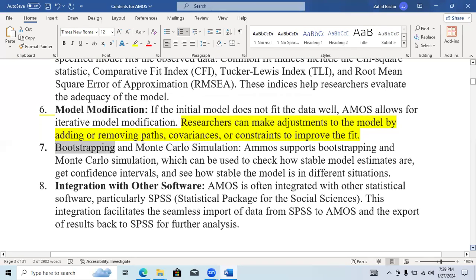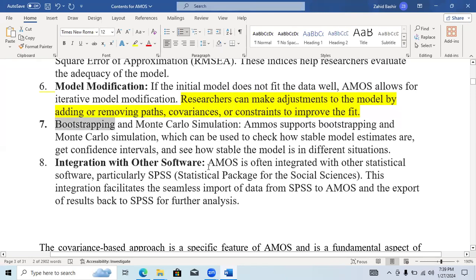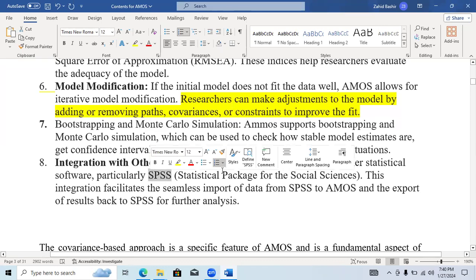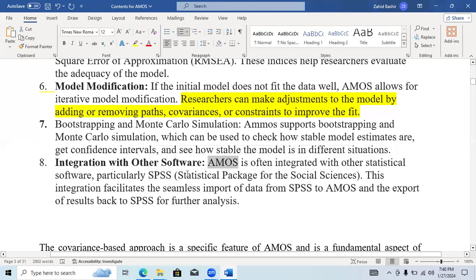The next one is integration with other software. AMOS is integrated with other software like SPSS. So if your data set is used in SPSS, that can also be used in AMOS. So we basically use the SPSS data set in AMOS for importing and analyzing our data. You just need to use the SPSS data set which you have used previously in SPSS. You can use the same data set in AMOS.